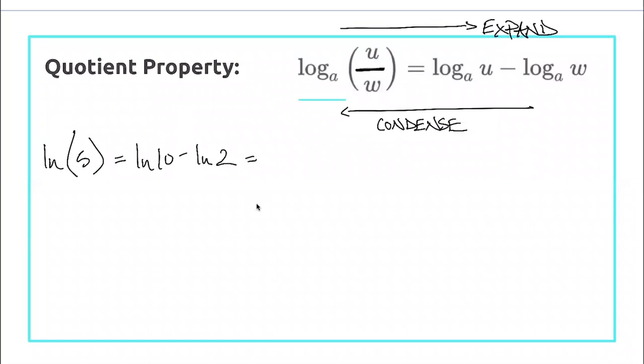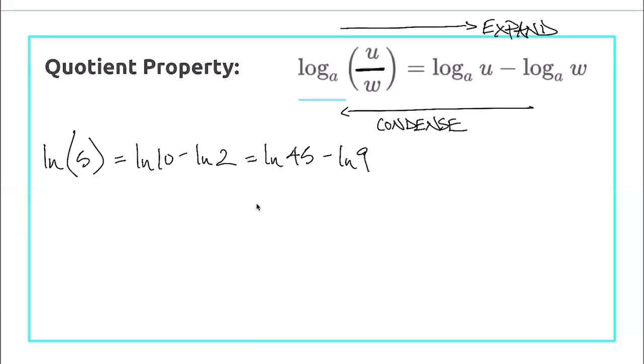Good. Maybe you could also say natural log of 45 minus natural log of 9, because 45 divided by 9 gives you 5. Okay. So these are just a couple ways that you could get to that.